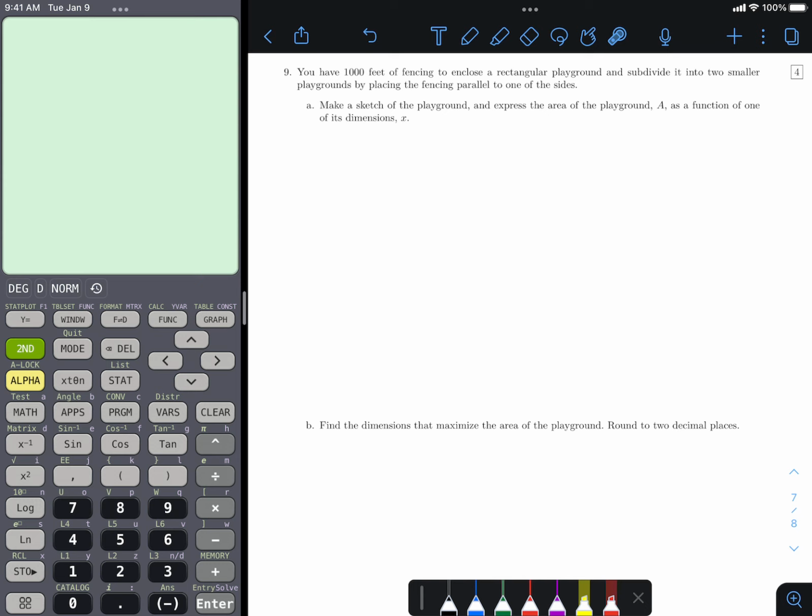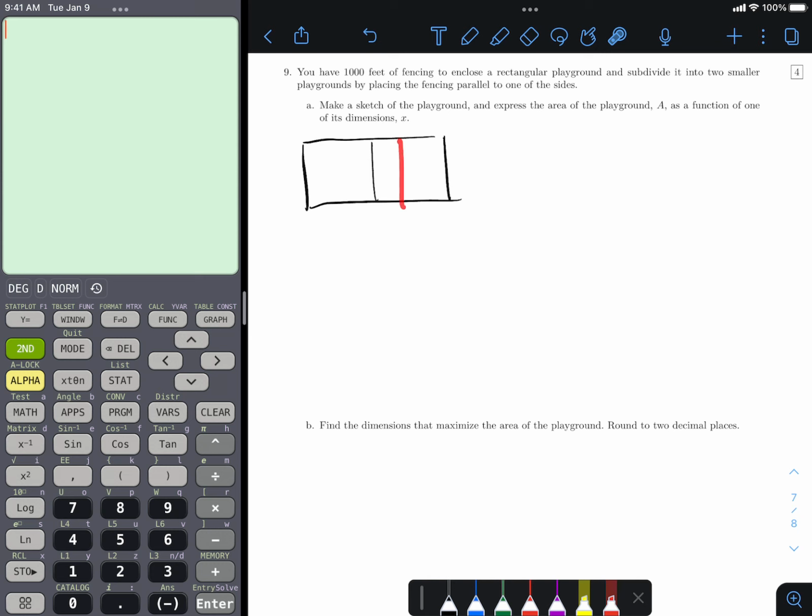First we have 1,000 feet of fencing. So the total amount of fencing that we have is limited to 1,000 feet. We're going to enclose a rectangular playground. Start by sketching, and the question actually asks you to make the sketch. So, a rectangular playground. We're going to subdivide it into two smaller playgrounds by placing fencing in the middle.